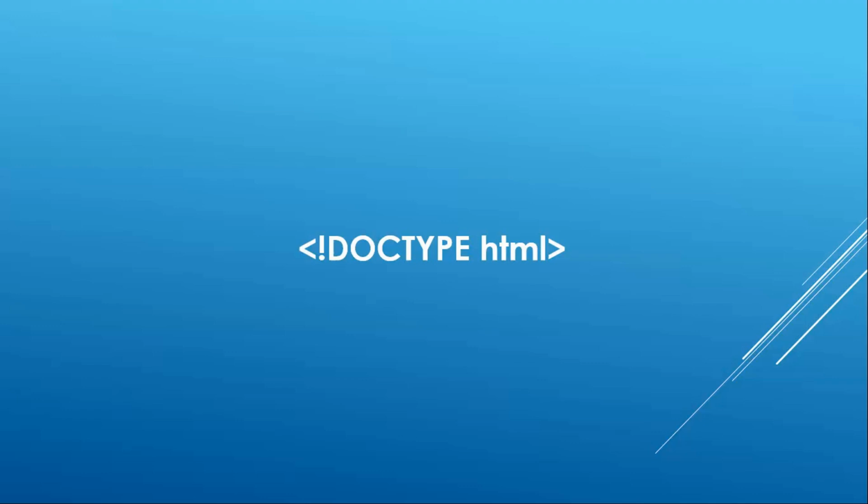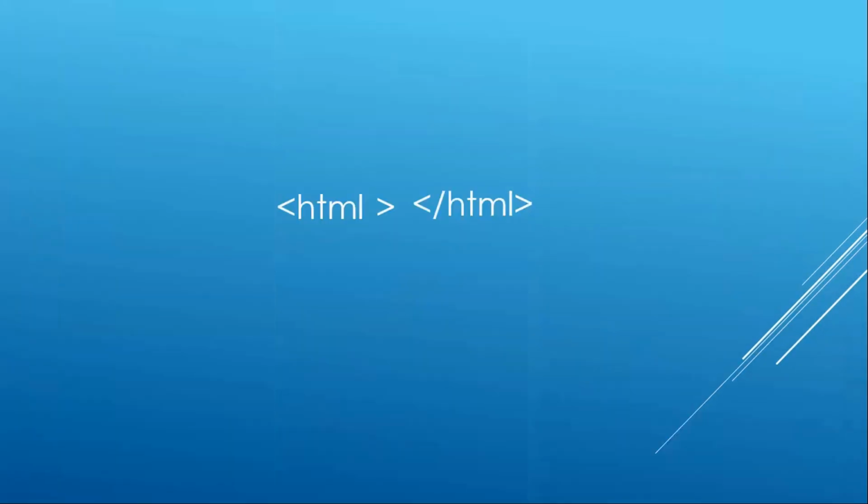is an HTML document. Next is the HTML tag. This HTML tag has both opening and closing tags, whereas the doctype declaration does not have a closing tag. It just has a single tag, and the doctype declaration is not case sensitive, so you could use uppercase or lowercase, but our HTML tag is case sensitive, so it has to be lowercase, and it has opening and closing tags. The HTML tag is a parent tag to the head and the body tag.